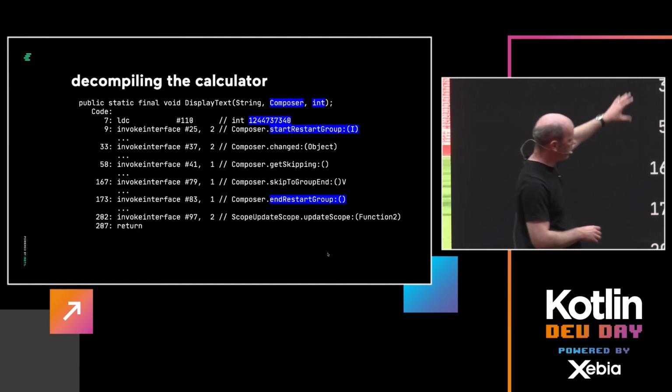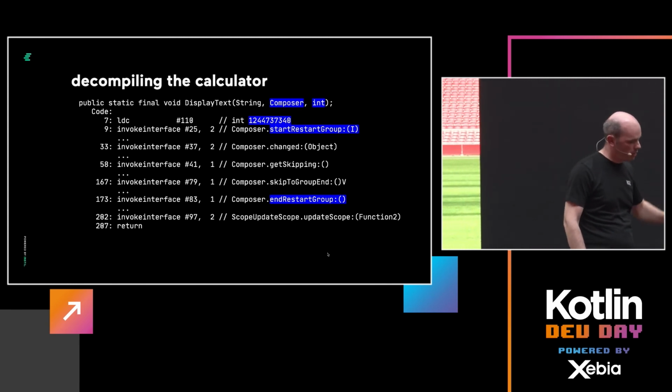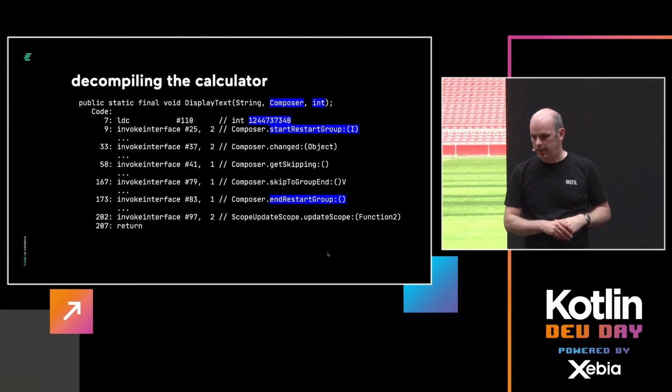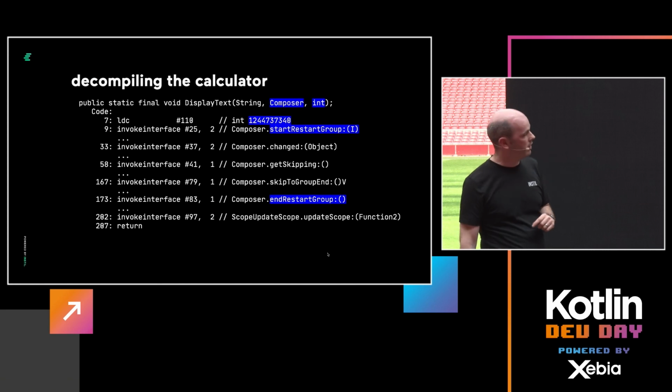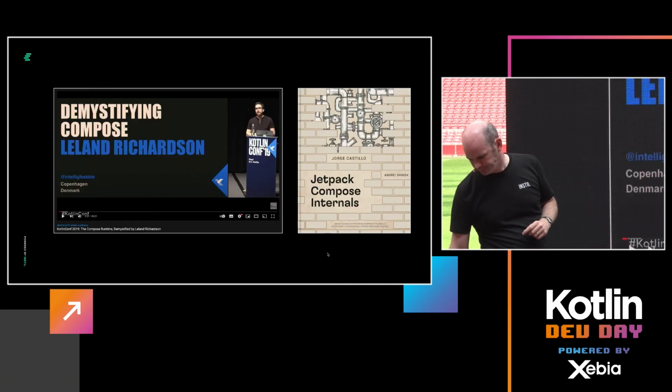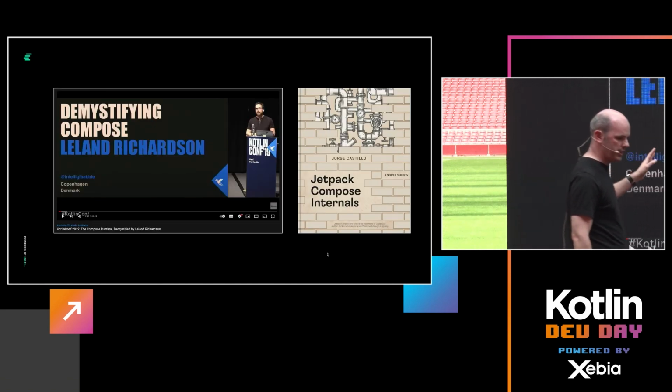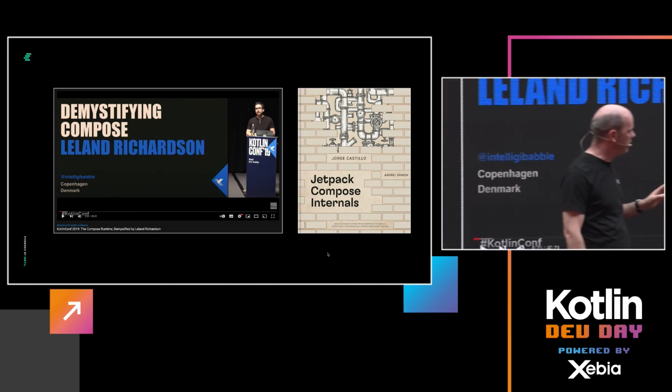So you've got a bunch of code. We've got calls to start restart group and end restart group. And that allows the Compose plugin to say, has this ID changed? No, I'm just going to skip right over and continue on and do the next bit.